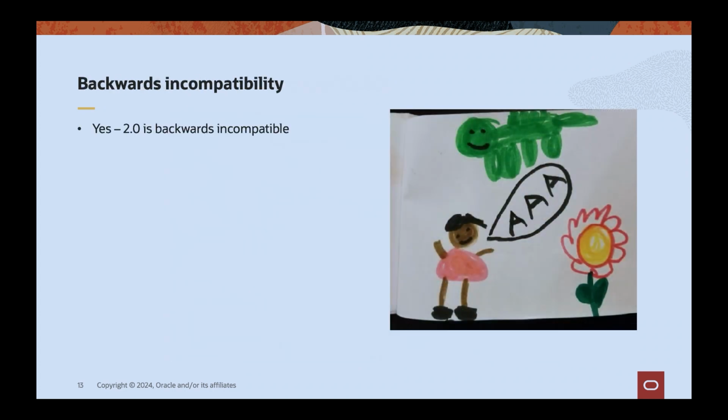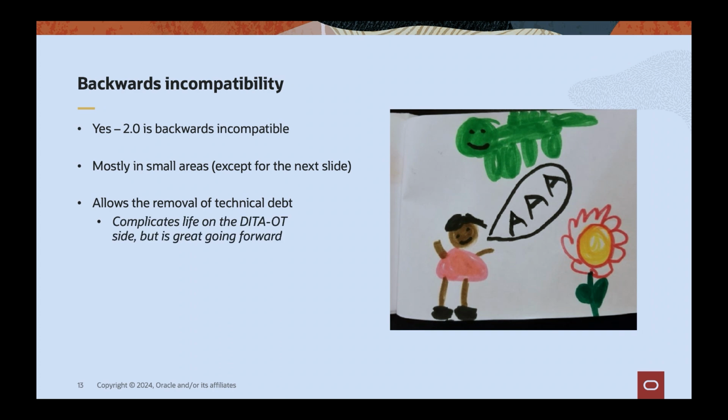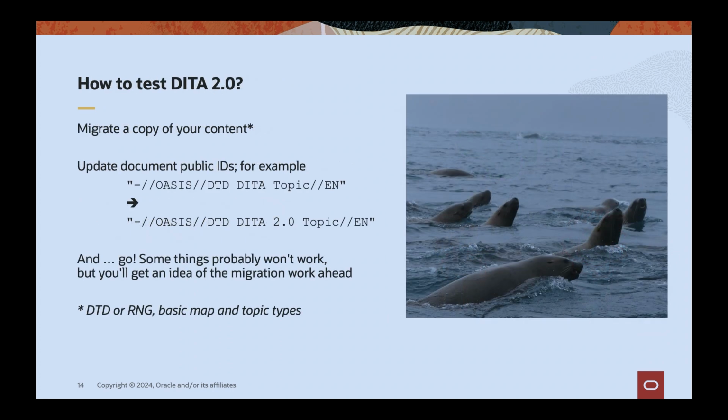DITA 2.0 is also backwards incompatible in a few ways, not too many ways. You do have to at least make one small change to all of your documents to say this is a 2.0 document rather than 1.x. But this is really to let us get rid of things that we no longer like to see in the spec. So how do you test it?